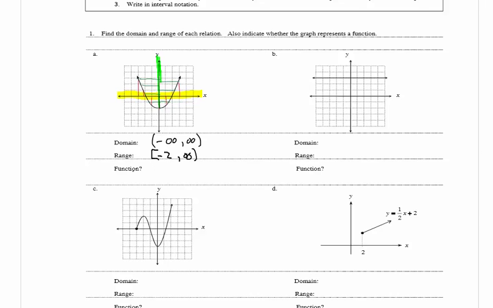And now it asks if this is a function. And we could draw a vertical line anywhere along this graph, and we're only going to touch one point on the relation. So this relation is a function, yes. For B, we have a horizontal line at y is equal to 3. So if we want to check the domain, we can draw vertical lines from the relation to the x-axis.